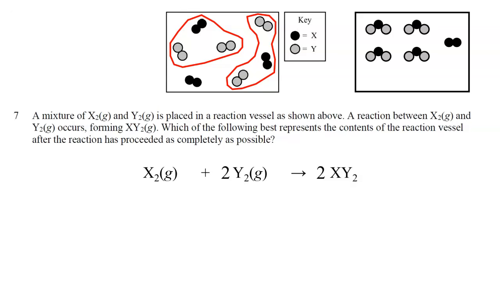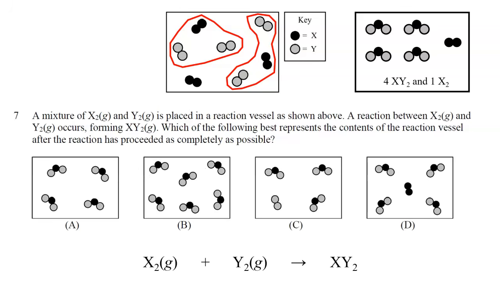So what you see in the upper right corner of this slide, that is the correct answer to question 7. What I'm looking for is a particle diagram that contains the following: 4 molecules of XY2 and 1 molecule of leftover or excess X2. And that would correspond to choice D.